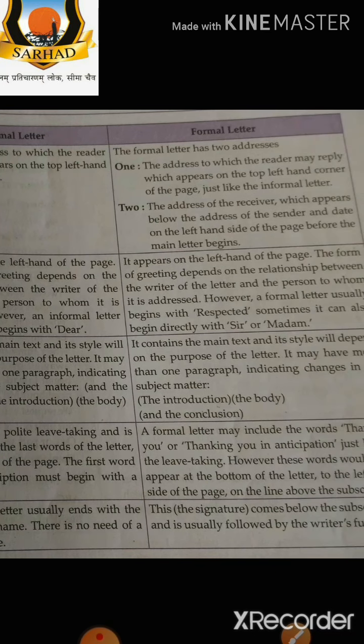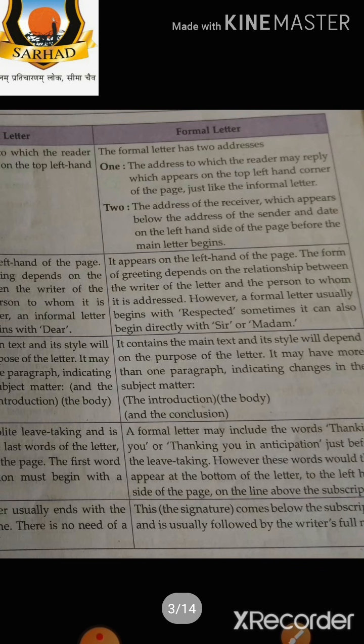And in a formal letter, you may include the words thanking you or thanking you in anticipation just before the leave taking. However, these words would appear at the bottom of the letter. We have already discussed that after the conclusion the words thanking you will come, and then the subscription. Here also, in the subscription, the first letter of the first word should be capital.